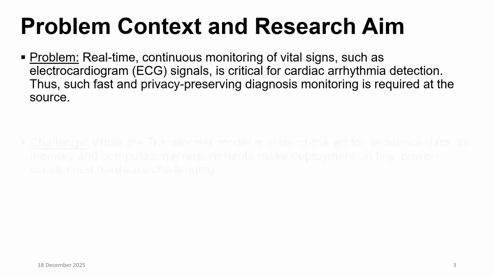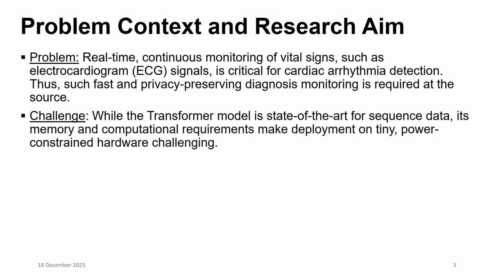This needs to be done continuously for efficient monitoring. So we chose the transformer model because it presents state-of-the-art performance for sequence data, especially in capturing the global context, something very important in determining the global rhythm in ECG data. But the challenge here is that the memory and computational requirements make them not easy to deploy on embedded systems with tiny, power-constrained hardware.